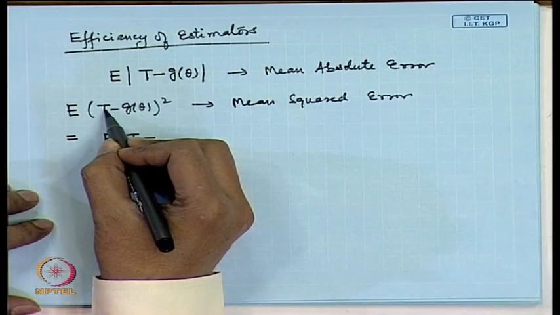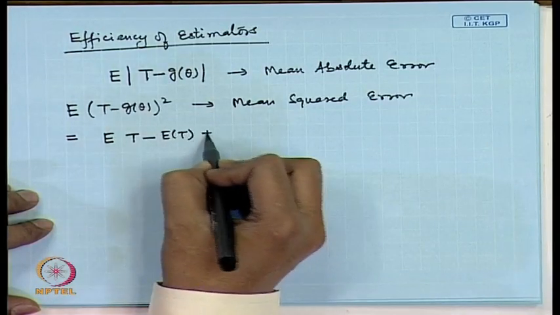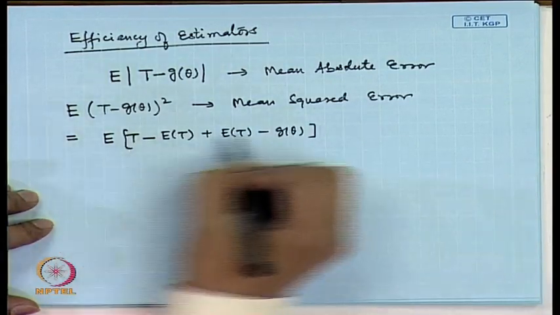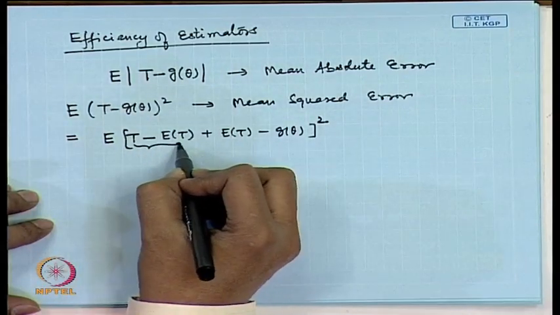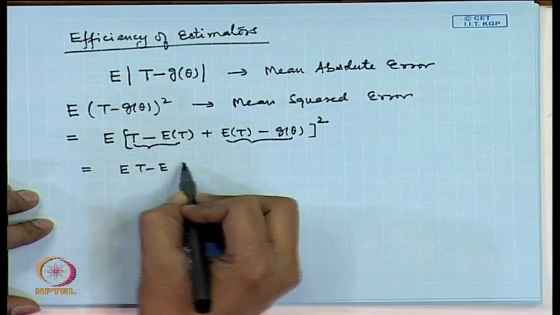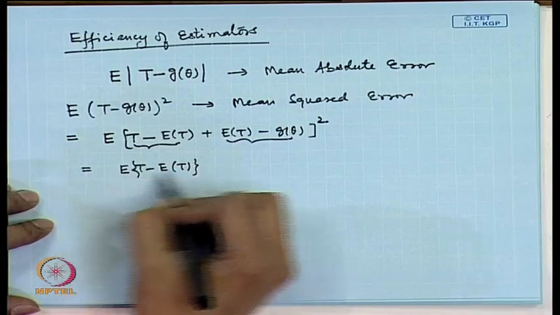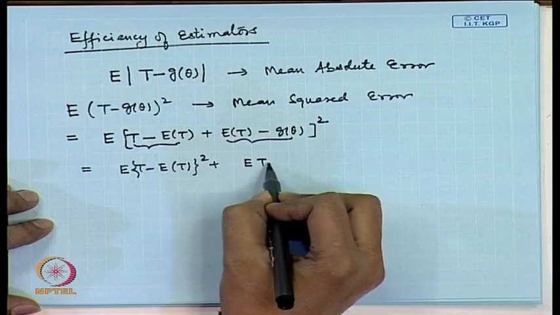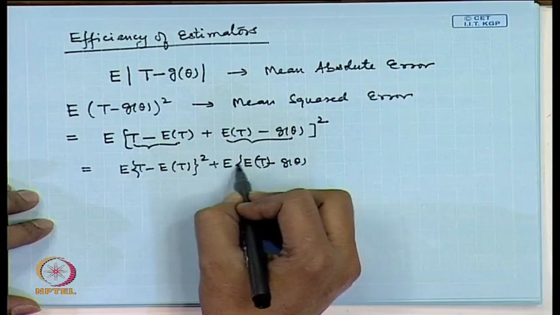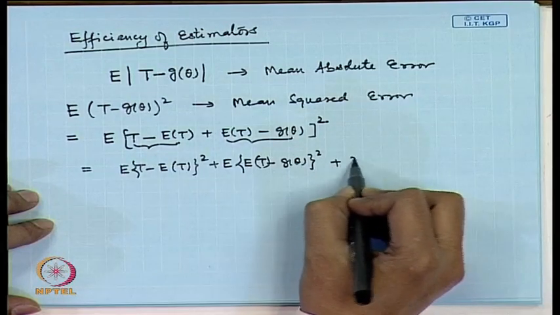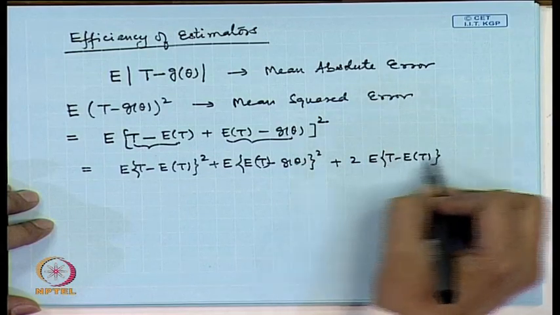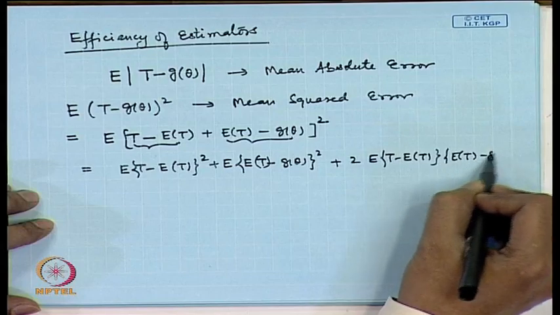So, what I do is add and subtract expectation of T here. Let us consider this as one term and this as one term. So, this becomes expectation of T minus expectation of T, whole square, plus expectation of T minus g theta, whole square, plus twice expectation of T minus expectation of T into expectation of T minus g theta.